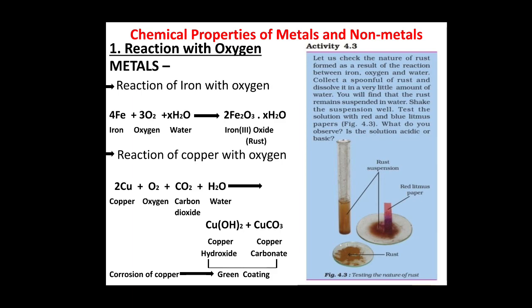Because we are not performing the activity live, I am going to tell you what the observation will be over here. First of all, we put the red litmus paper into it. When red litmus paper is dipped into it, it will turn blue. Similarly, if you dip the blue litmus paper into it, there will be no change. So because red litmus paper changes to blue, we conclude that the rust or the oxide is basic in nature. So we conclude that metal oxides are basic oxides.